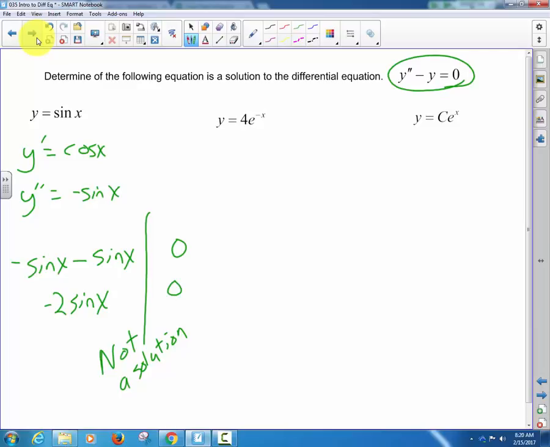I can manipulate the left side algebraically. I can manipulate the right side algebraically. And if I can get them to the same thing, poof, I'm good. But I can't just move something over. So now, we worked through the first one. Try this second one, y equals 4e to the negative x. See if you think it is a solution to that specific differential equation.